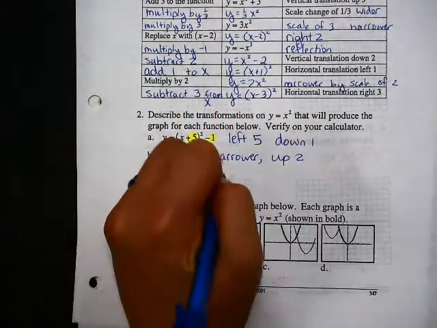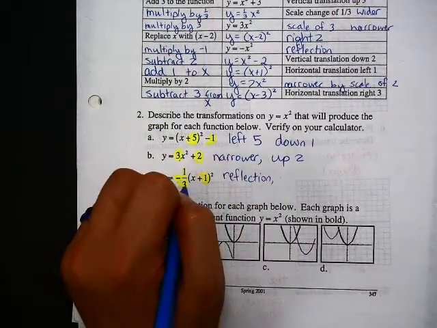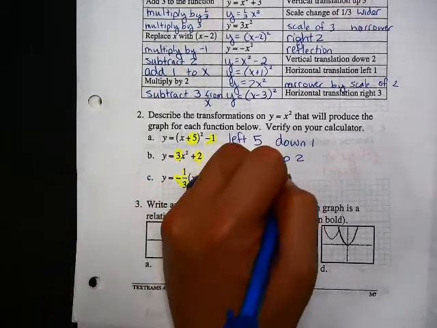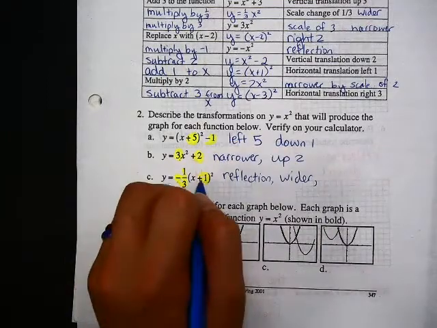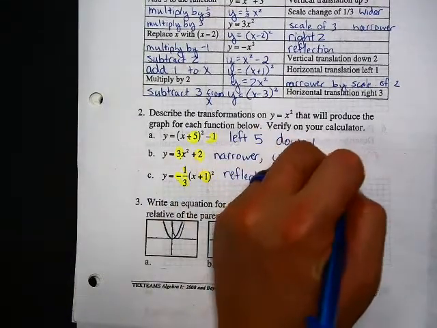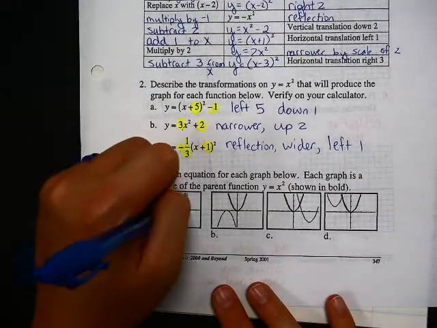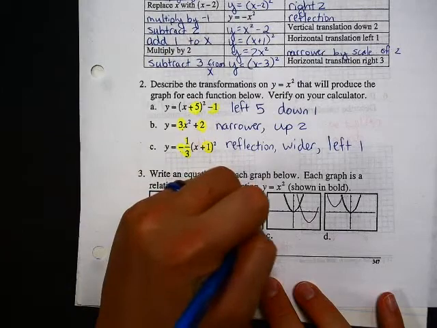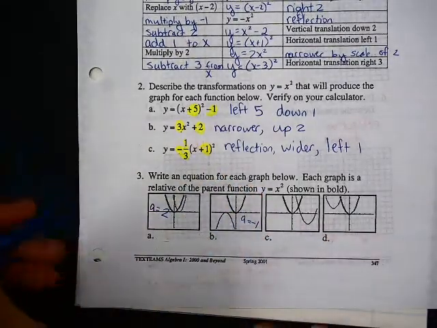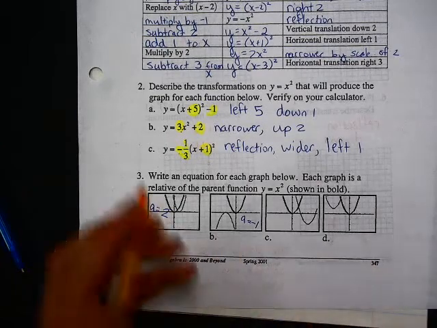Here we have a negative, so that's a reflection. 1/3, so that means it's wider. And plus 1 inside the parentheses means that it's going left 1. Okay, so pretty easy. So here I want to tell you that a equals 2, a equals negative 1, and the a doesn't change there. So quickly write what you think they are, and then I'll check them for you.